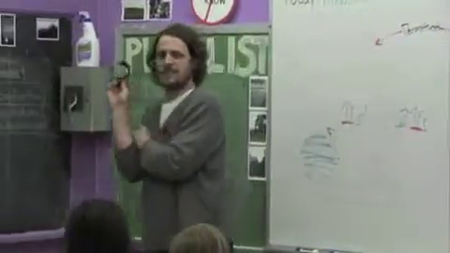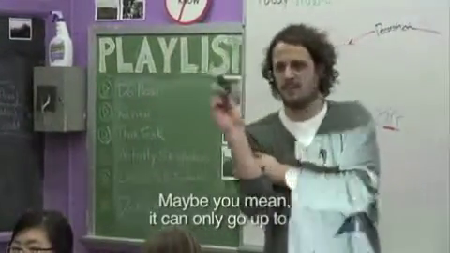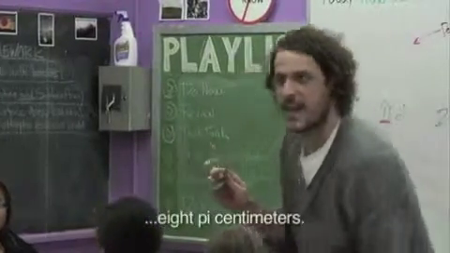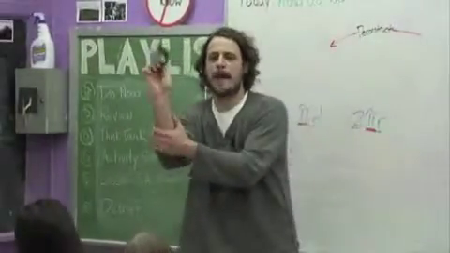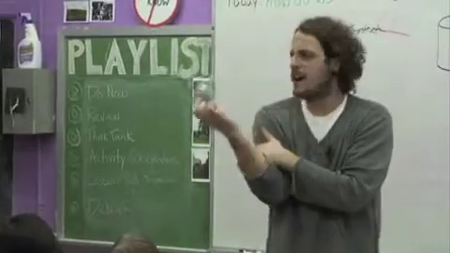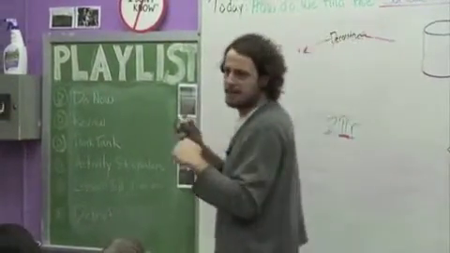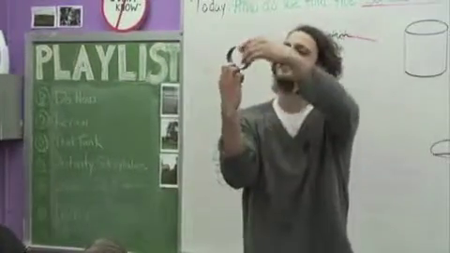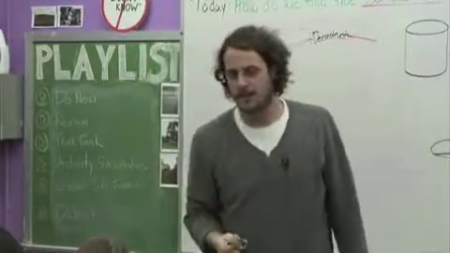Go ahead, Dave. Maybe you mean it can only go up to 8 pi centimeters? Absolutely. And it can't go above. It can't be bigger than that. The maximum circumference or distance around this snap bracelet is 8 pi centimeters. Now, obviously that's a little big for my wrist, so think like an NFL offensive lineman or some big dude. This would fill out that snap bracelet. Good. Use that idea to formulate your opinion on that think tank.